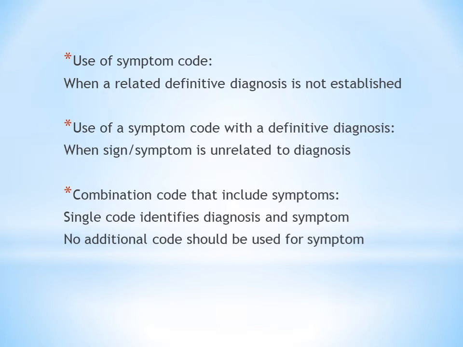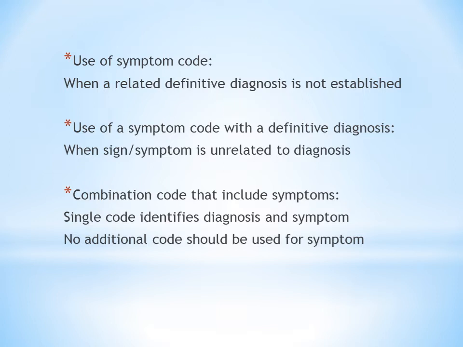Next one is use of symptom code with the definitive diagnosis. That is, in the documentation there is a diagnosis. Then when do we use the symptom code? The condition is when the sign or symptom is unrelated to the diagnosis, which means that the patient has some diagnosis and some symptoms or signs which are unrelated to that particular diagnosis.